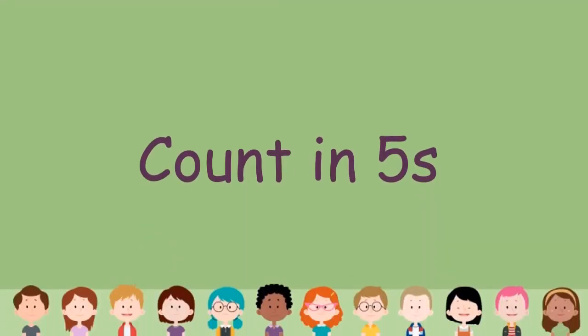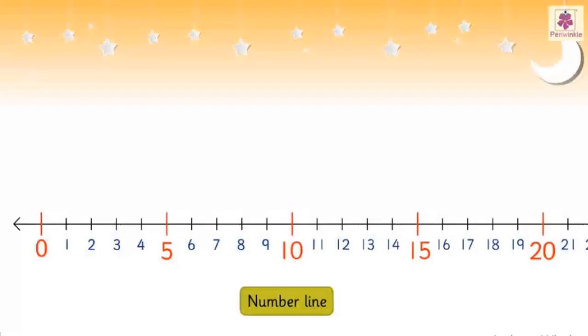Now we will start count in 5s. Here is a number line. To count in 5s, we skip 4 numbers and jump to the 5th number. Here is a bird who skipped number 1, 2, 3 and 4 and jumped to the number 5. After skipping 4 numbers, it jumps to the 5th number, that is 10.